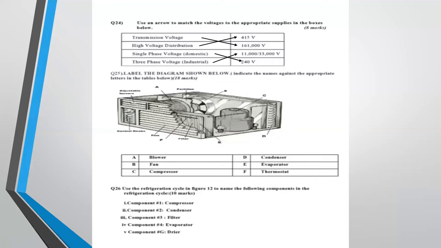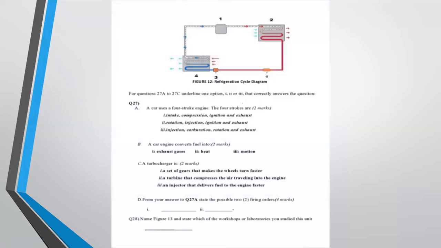Let's go to our next question. Use the refrigeration cycle in figure 12 to name the following components. So what components do we have? We have compressor, condenser, filter, evaporator, and a dryer. So which part is the condenser, the compressor, or what? We have to know them. This cycle is a simple cycle. So let's label them. Otherwise, you will never have a clear picture of how the questions are being set. So this is how the question will be presented.